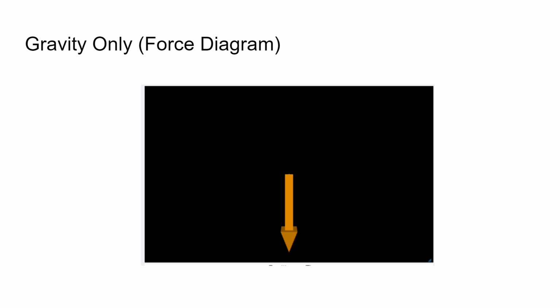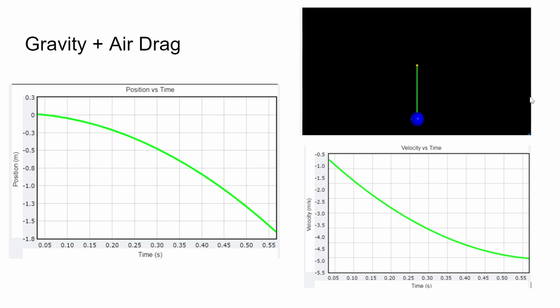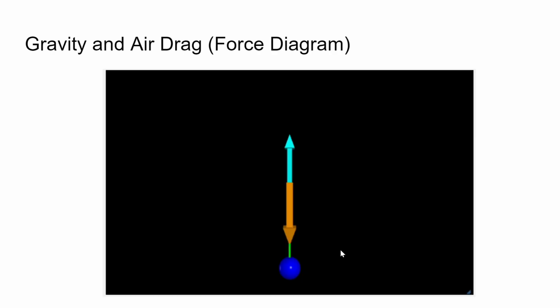Here's the model utilizing both gravity and drag force. Here are the graphs. Note how the slope is less steep than that of the gravity-only graph and how the final velocity has a smaller magnitude. Here are the forces acting on the can, gravity and drag, represented by arrows.